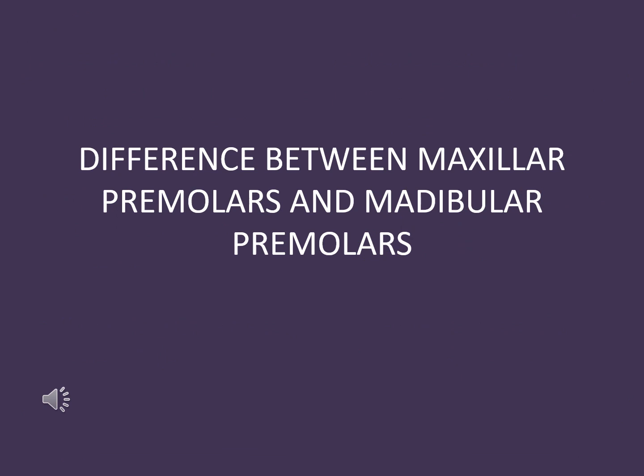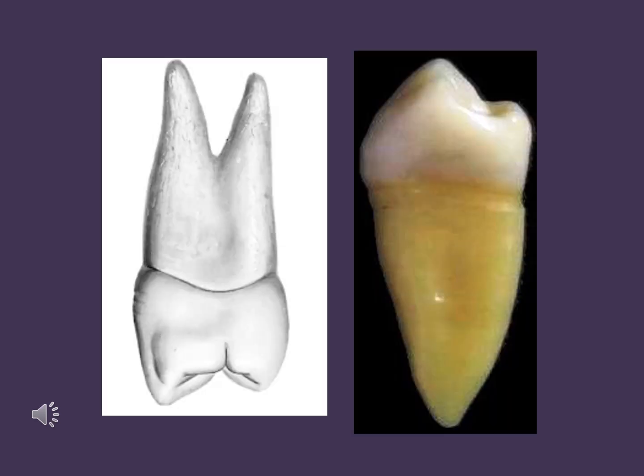Now we'll see the difference between the maxillary premolars and the mandibular premolars. Maxillary premolars are wider buccolingually than mesiodistally. Mandibular premolars have an equal buccolingual and mesiodistal dimension. Both maxillary first premolar as well as the maxillary second premolar look similar, whereas in case of mandibular first and mandibular second premolar, they do not resemble each other.